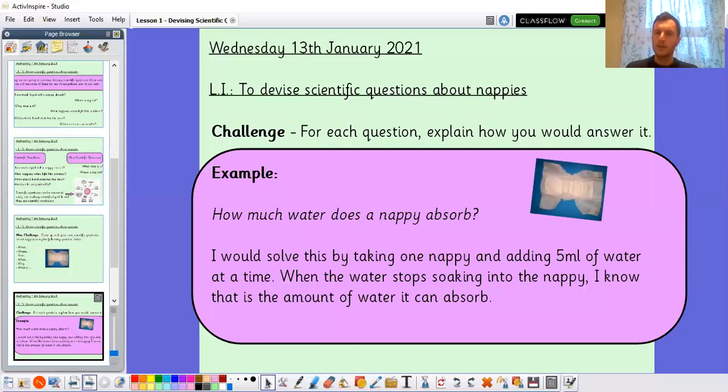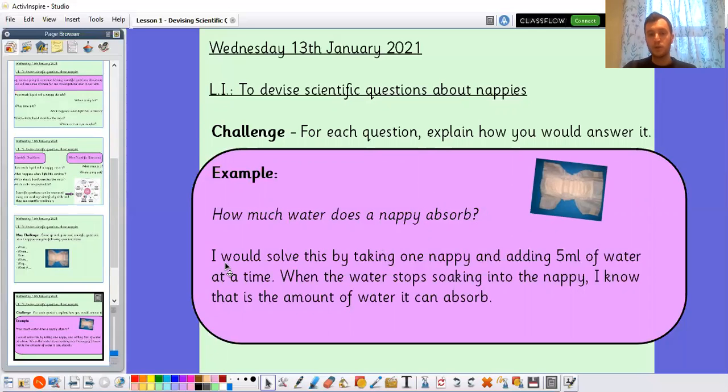Now, we're going to build on that mini challenge for your main challenge today. You've come up with some questions, hopefully some very scientific questions, and for each question now, I want you to explain how you would answer it. Now, I've given you an example here. How much water does a nappy absorb? I know that's a scientific question because I can test it. I can make careful and accurate measurements and observations to test that. And I've also used scientific language. I've used that word absorb.